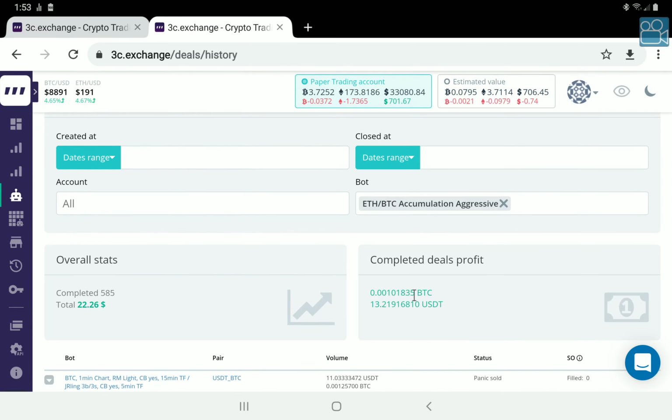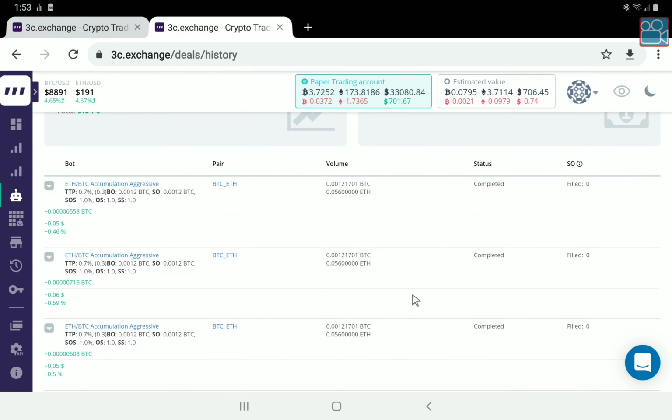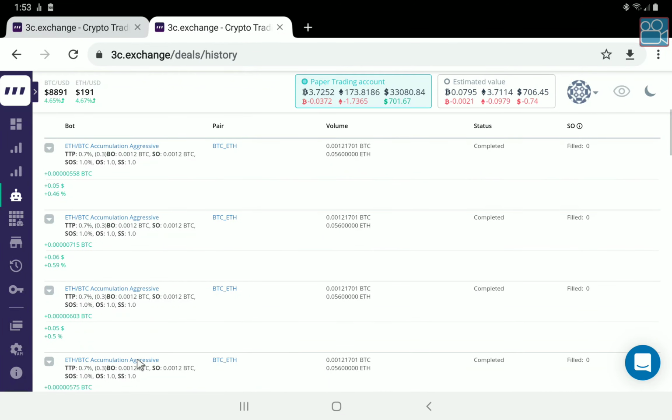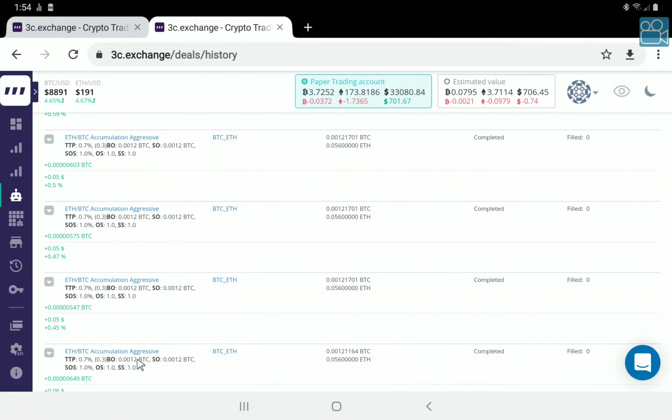First, let's look at the aggressive bot, and you'll see the deals. Pretty good, really. The aggressive bot does well. So as long as you have a game plan to deal with those positions that don't sell off, it can really do a pretty good job.